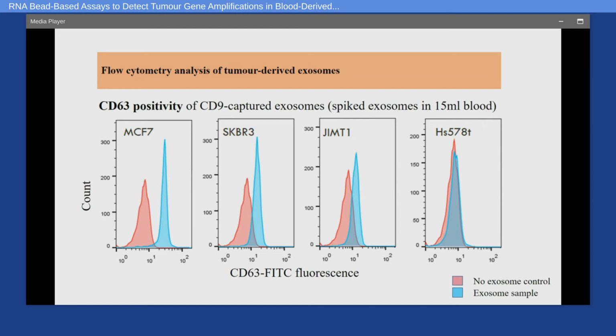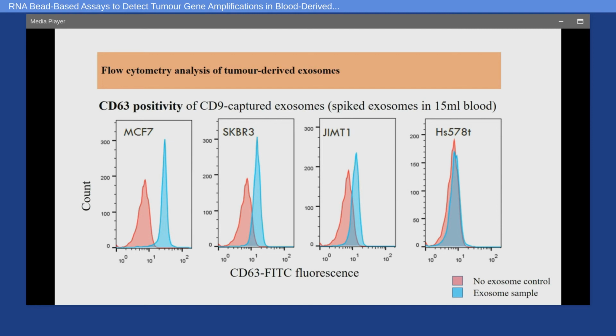Okay, so here we can see a shift. This is the no exosome control against the exosome sample. So this is HS5780, which produces exosomes. We know that because we measure them as well with NanoSight, but they are not CD63 positive. Okay, so again, the importance of multiplexing to actually avoid negative results.